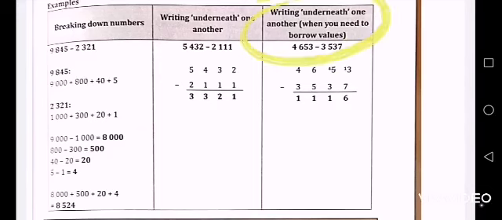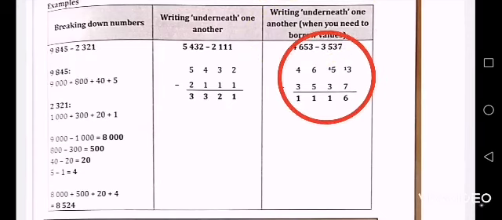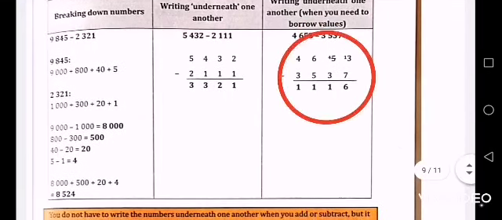Or you can write the numbers underneath one another when you need to borrow values. Okay, yeah, they show it to you. So the top number is 4,653. It is bigger, so it will go on top. But if you look, when you start subtracting, you can't say 3 take away 7. 3 is smaller than 7. So you can't go and say 7 take away 3 is 4, because then your answer is going to be incorrect.